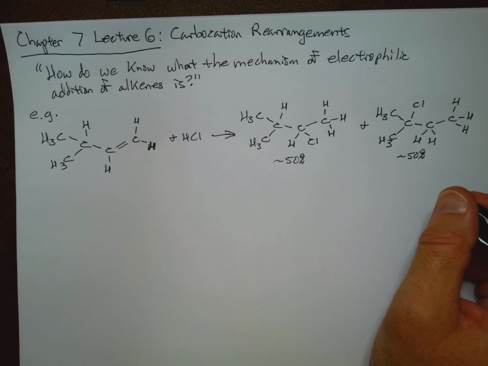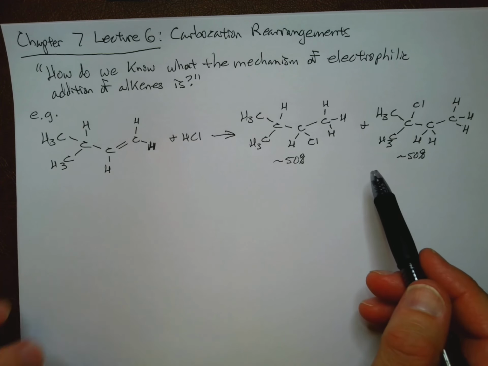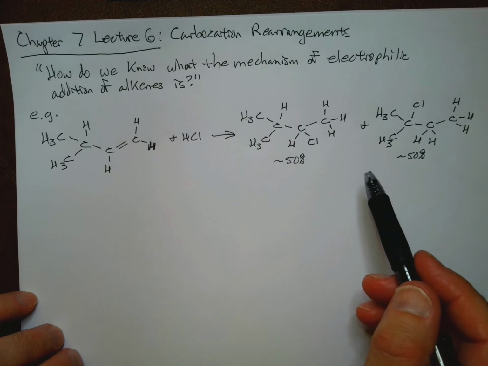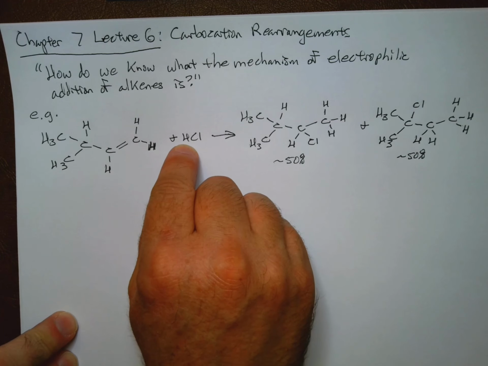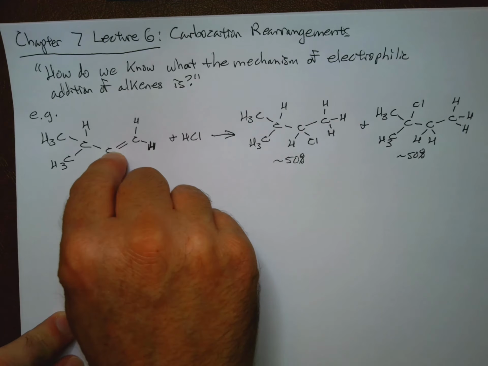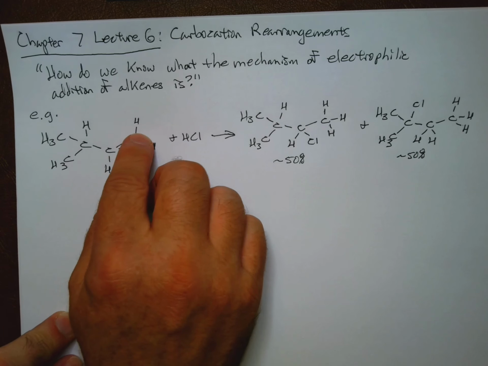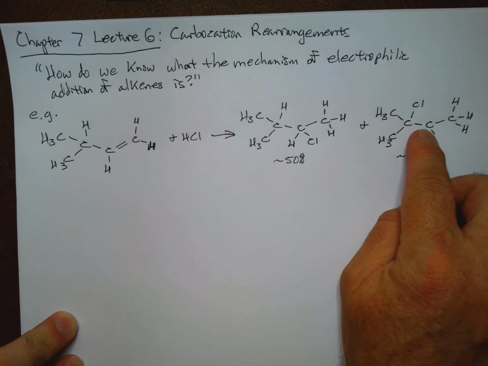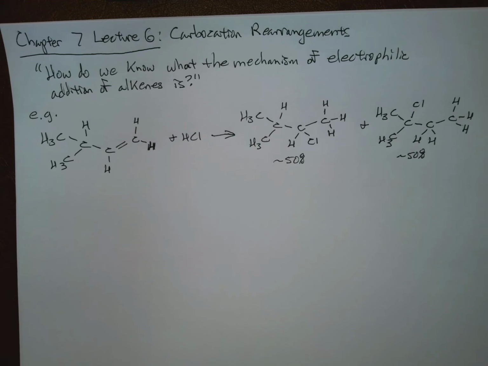So whatever mechanism we come up with has to account for the formation of all the products. So a simple one-step mechanism would not account for this. Like if we just said, oh, these electrons pull off the hydrogen, and then a lone pair from the chlorine goes right there, and we just add HCl all at once across the double bond, we won't get this product. So let's take a look at what might be going on and how it can account for what we see.